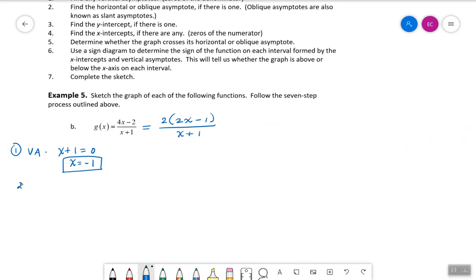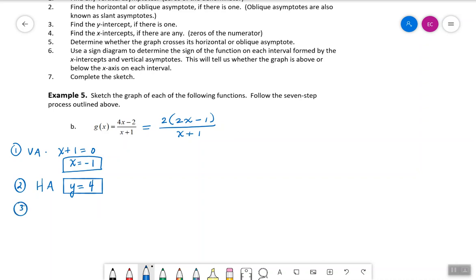Step 2 is the horizontal asymptote. Look at the degree of the numerator, which is 1. It's equal to the degree of the denominator, also 1. And so we take the leading coefficients. 4 divided by 1 is 4. We have a horizontal asymptote at 4 over 1, or y equals 4.